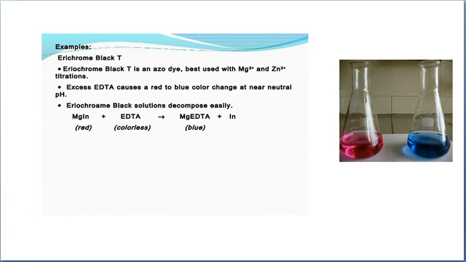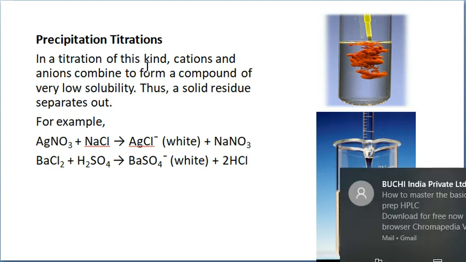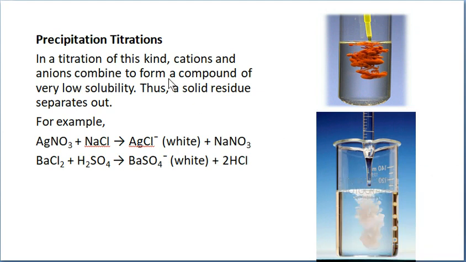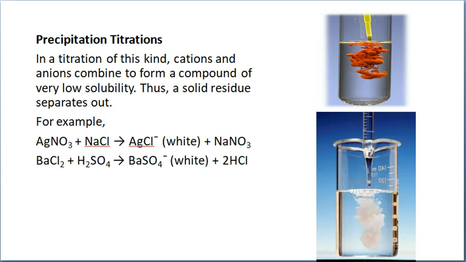Then last, precipitation titration. Here there is a formation of precipitate. In a titration of this kind, cations and anions combine to form a compound of very low solubility. Thus a solid residue separates out. See here, there is a formation of precipitate, a white precipitate, and here a red orange precipitate.